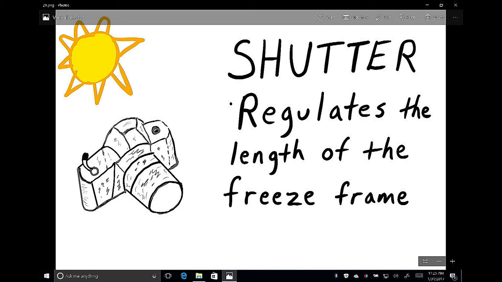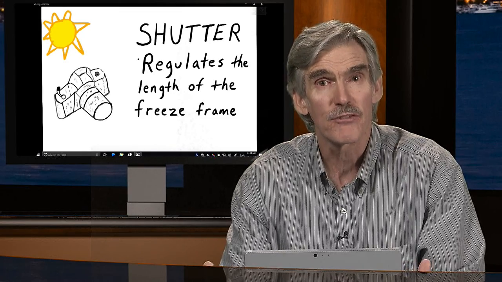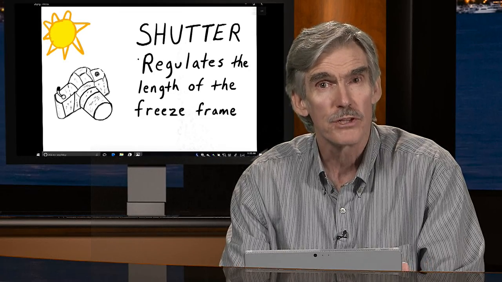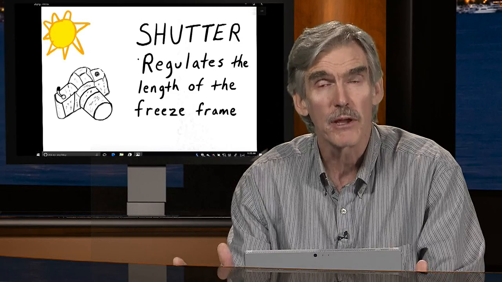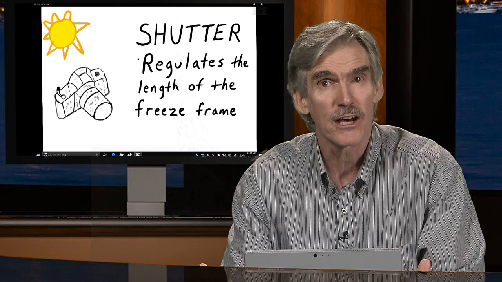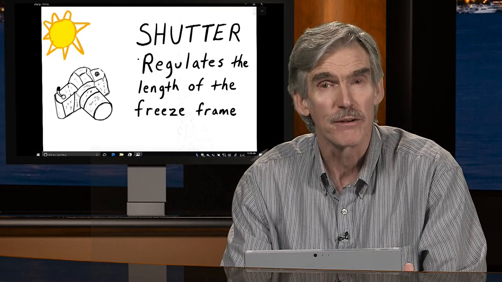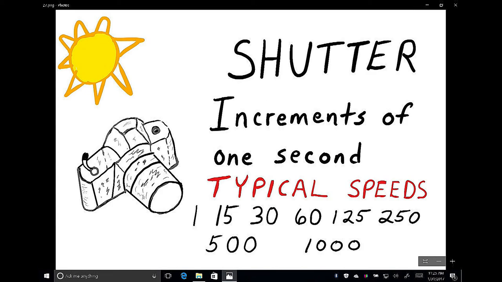Now let's talk about the shutter for a moment. The shutter regulates the length of the freeze frame. And we all became shutter bugs because we like to push the shutter button. Well, what the shutter does is it regulates the length of that freeze frame. So the shutter is closed all the time until you push the button. And then when you push the button, there's an amount of time when that shutter will allow light to go through that aperture. And it's usually a very short amount of time.